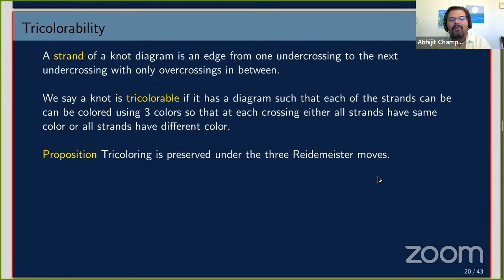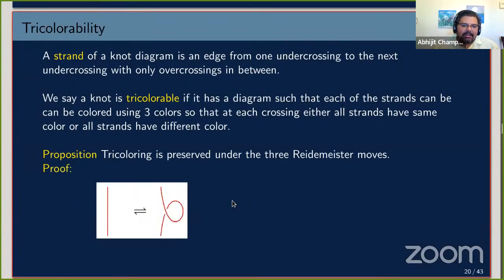If you have a quantity which does not change under Reidemeister moves, then it's a knot invariant, because it will be the same on equivalent knots, since any two diagrams of equivalent knots are related by Reidemeister moves. So if you are able to find something which is preserved under the Reidemeister moves, then it is a knot invariant. So here is a tricoloring.